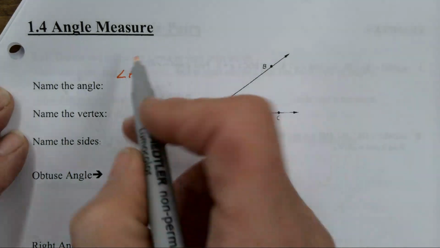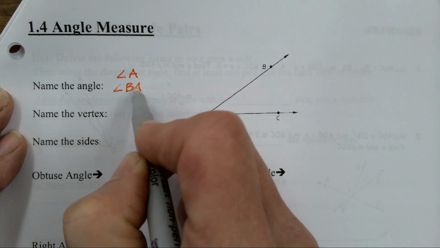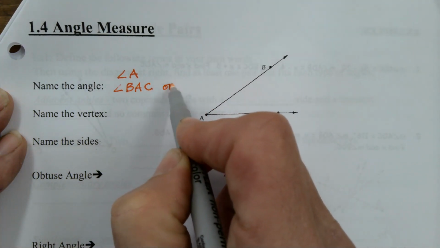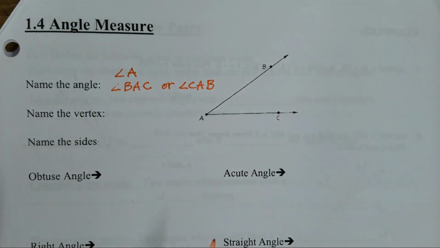We could also call this angle BAC or angle CAB. Again, please take note that the center letter has to be the vertex. That's a requirement when naming the angle. The order of the letters is important. You can't just list them out any way you want. You have to name the vertex as the center letter if you're using all three.